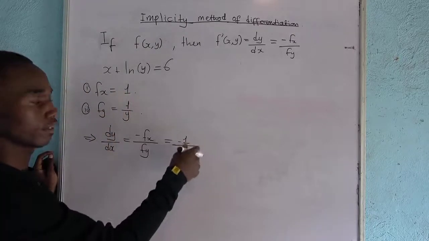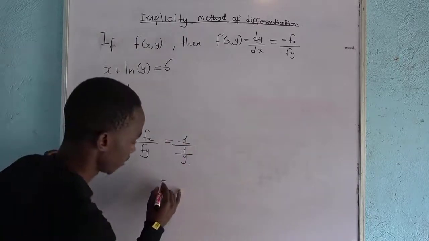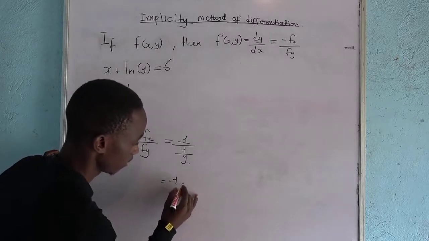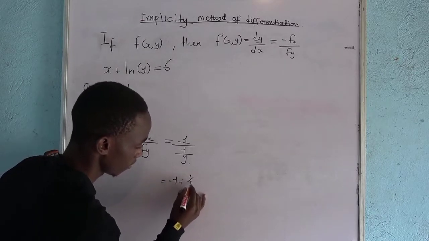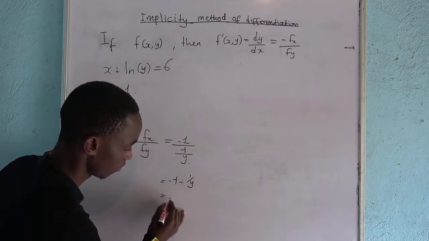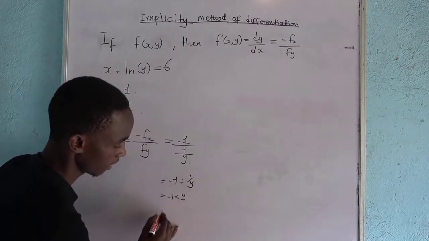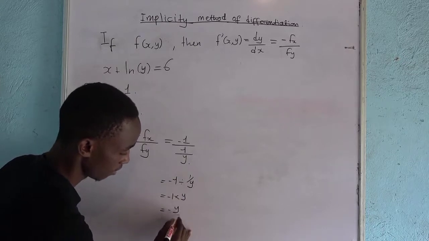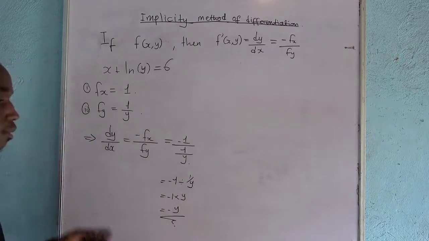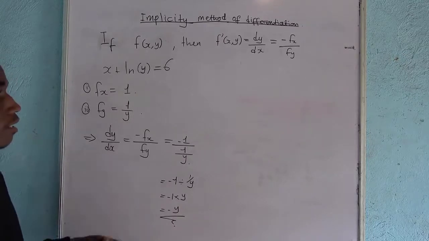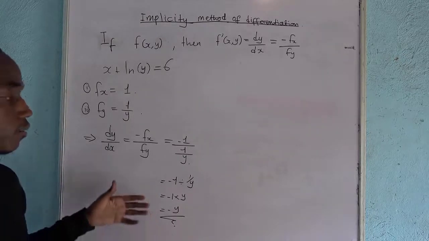So we can simplify what we have here nicely. We have negative 1 divided by 1 over y, of which this is just negative 1 times y, like that. So our final answer is negative y. So I think this is the last question that we can look at.